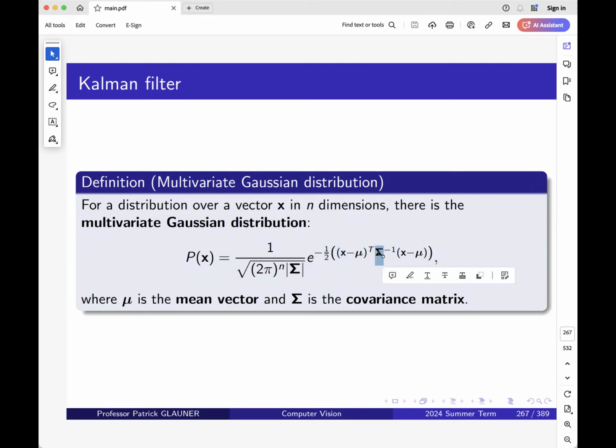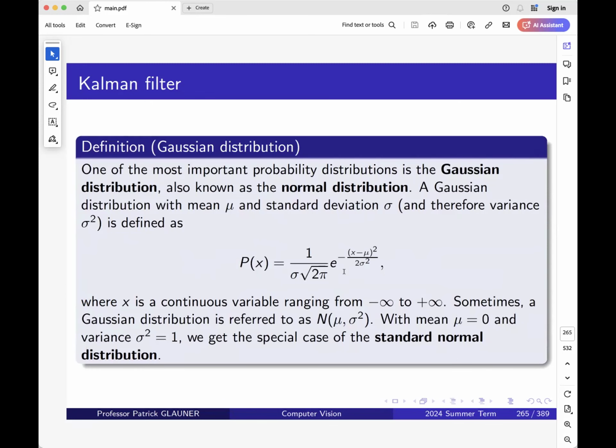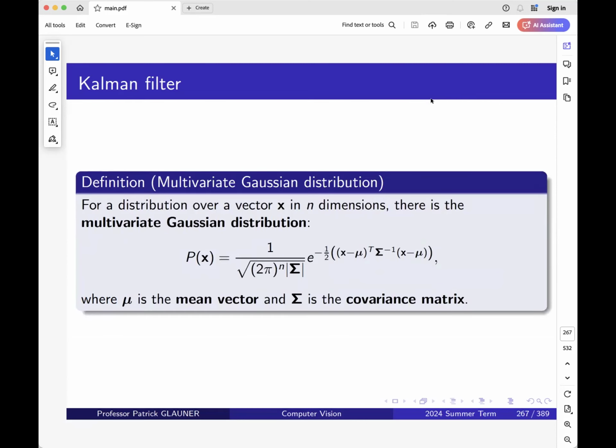And in between, I have this large sigma. Before, I used the sigma down here in a normalizer, and this sigma was my variance. I need something like this as well in a multivariate Gaussian distribution, but I use this sigma, which is the covariance matrix. Covariance is a generalization of the variance.